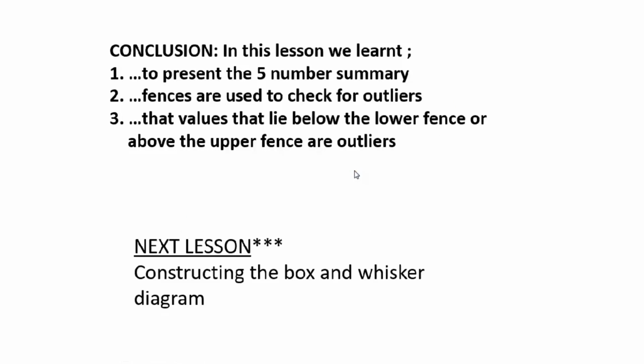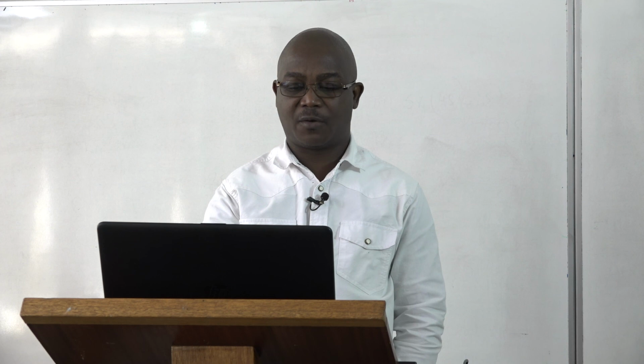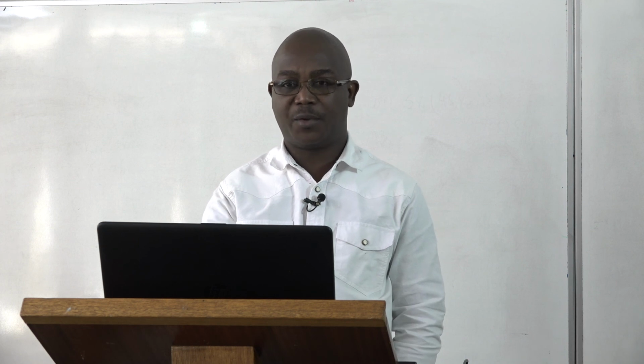We have reached the end of our lesson, and therefore what have we covered in this lesson? In this lesson, we learned to present the 5-number summary, and then we learned that fences are used to check outliers, and that the values that lie below the lower fence or above the upper fence are referred to as outliers. In our next lesson, we are going to look at the construction of the box and whisker diagram.